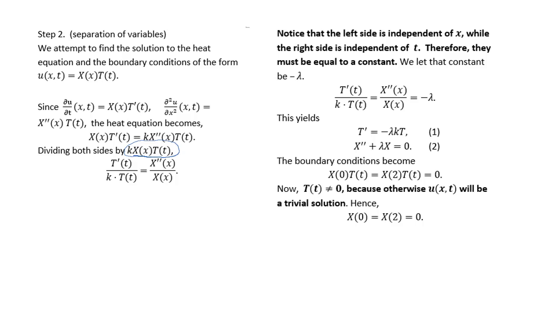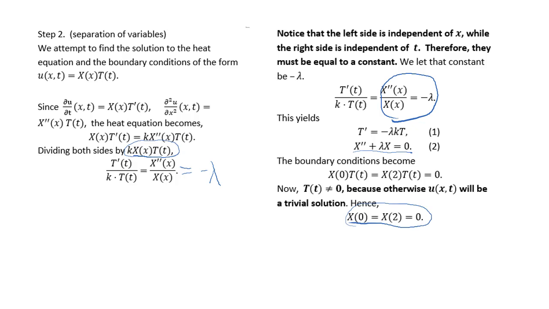And then the same argument: the left side is a function of t, but the right side says there is no dependence on t. So what can it be if a function is a function of t but it doesn't depend on t? It means it's a constant function, and therefore we set that constant as negative lambda. We choose negative lambda as this constant because then this becomes this well-recognized one, which is the same as the step 1's solution.